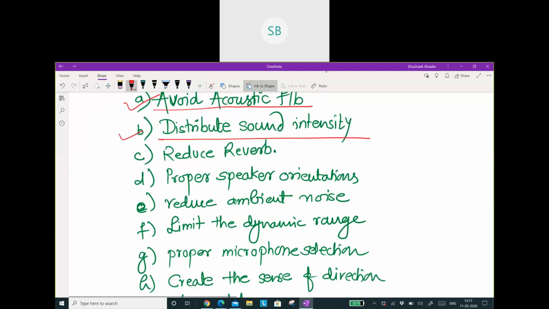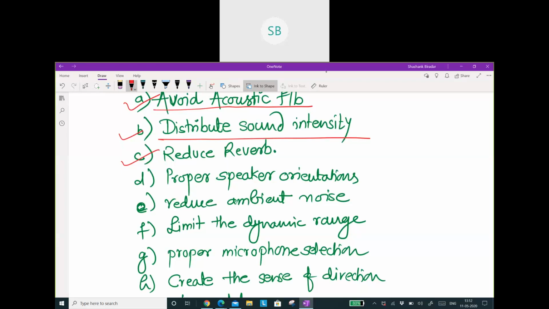The third one is to reduce the reverberation. Here you are mainly dealing with speech or vocals only, so you are not looking for artistic sound effects, am I right? The required reverberation time should be very, very small for the PA system. So you have to be cautious about reducing the reverberations, am I right?